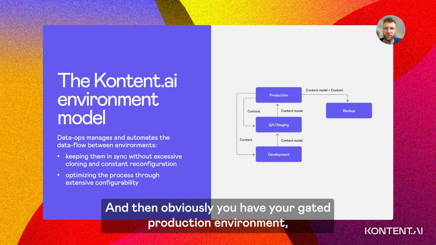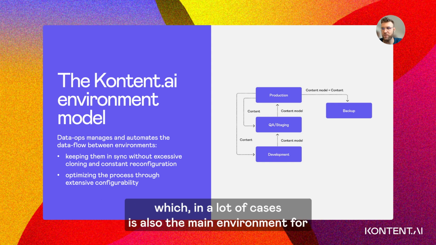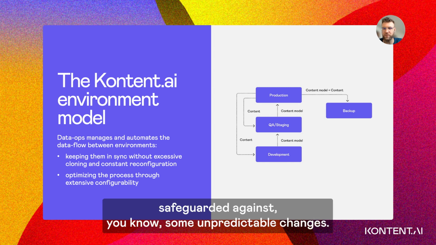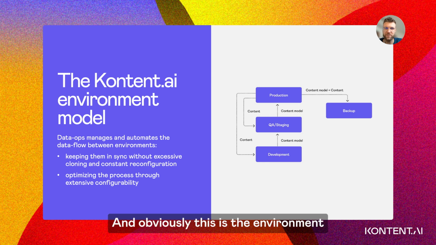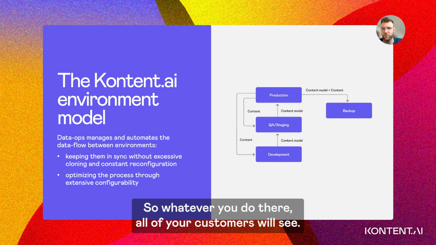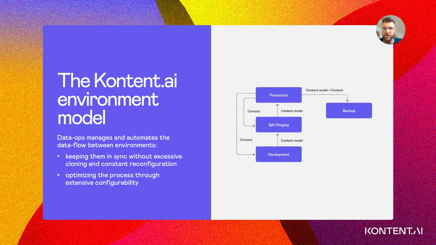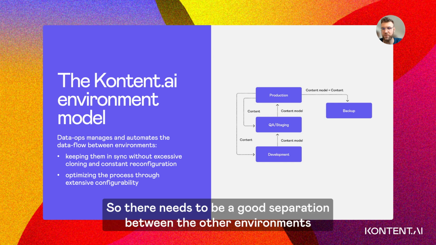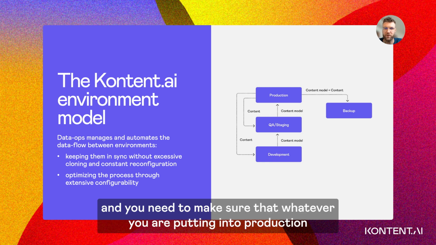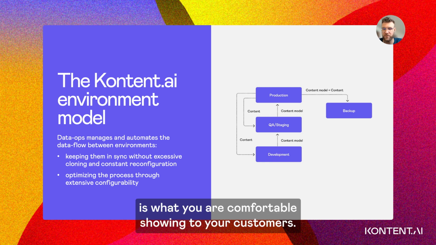And then obviously you have your gated production environment, which in a lot of cases is also the main environment for content production. But again, you need to safeguard it against some unpredictable changes. And obviously this is the environment that the live site or live application is connected to. So whatever you do there, all of your customers will see. There needs to be a good separation between the other environments and the production environment, and you need to make sure that whatever you are putting into production is what you are comfortable showing to your customers.